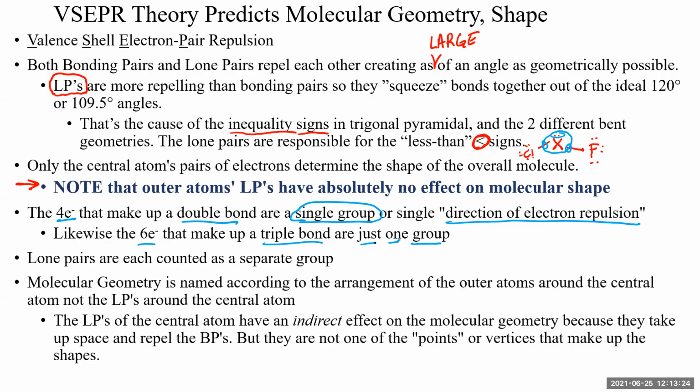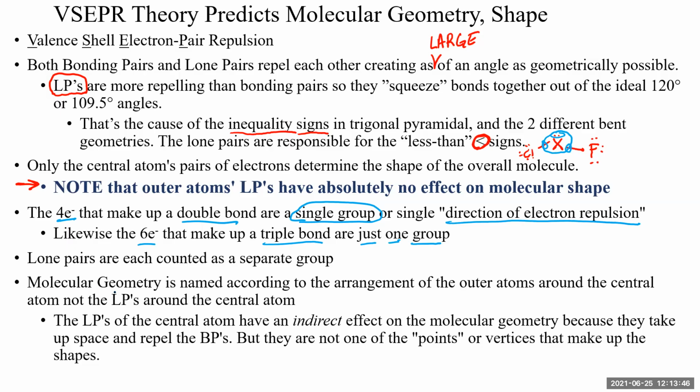Lone pairs are also counted as each a separate group. So each lone pair is by itself. So you can never mash together 2 lone pairs and say, oh, these 4 electrons are one group. It doesn't work that way. Lone pairs are not like bonding pairs. They are not in one direction. They are pointed in different directions.